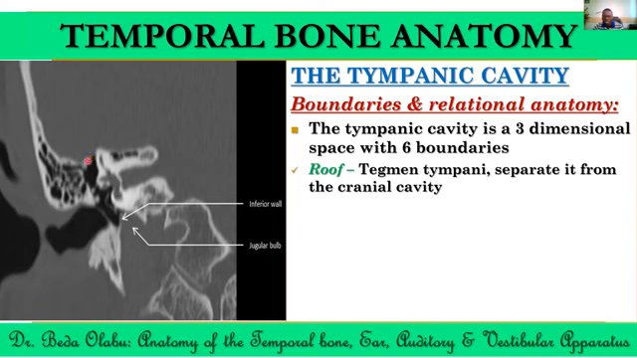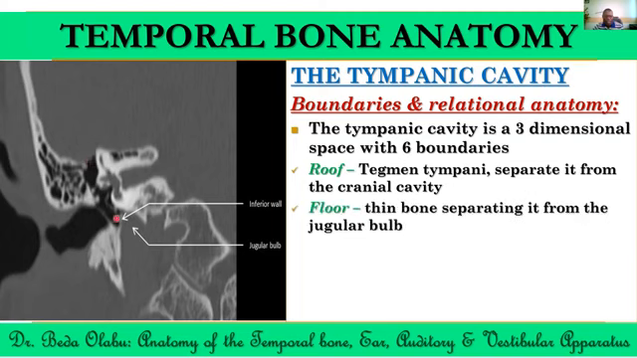This tegmen tympani separates the middle ear from the cranial cavity, and in particular, the middle cranial fossa. Then the floor is this part here. These are coronal sections through the middle ear. So this is the roof, this is the floor. The floor, the inferior wall, is very thin bone that separates the middle ear and in particular the hypotympanum from the jugular bulb. Sometimes this bone could be deficient, and so there's a thin membrane separating the internal jugular vein from the middle ear.